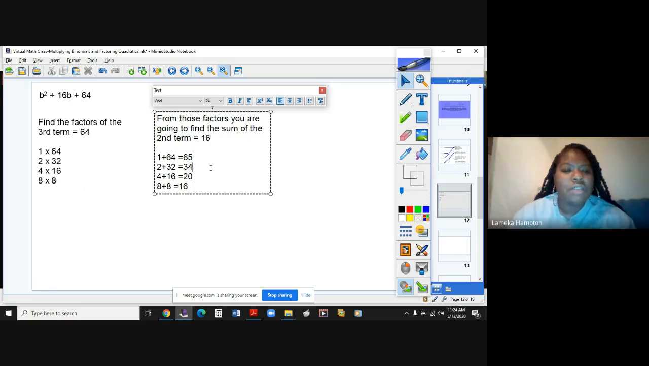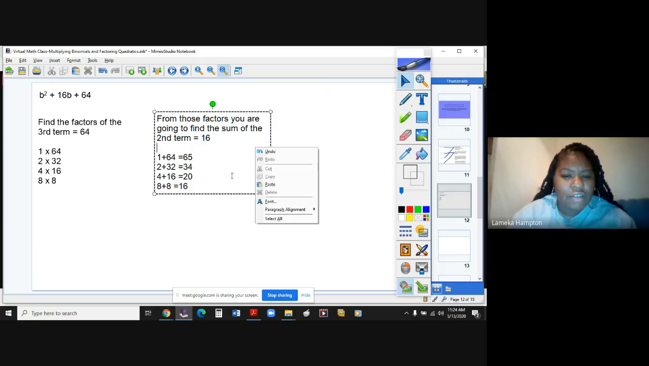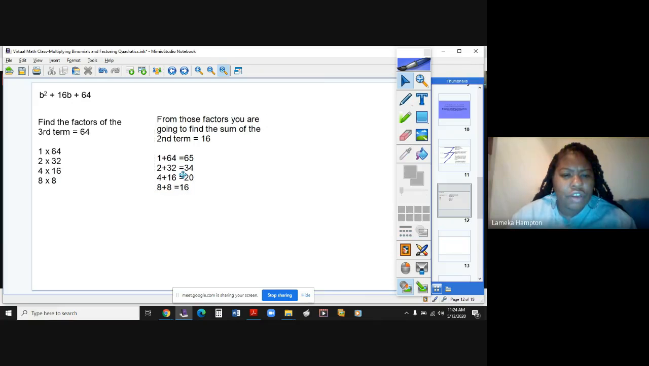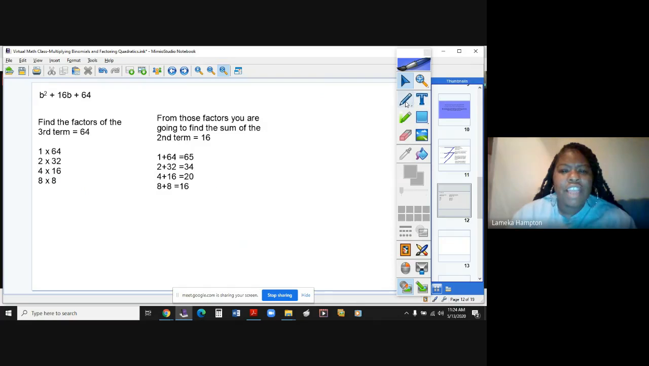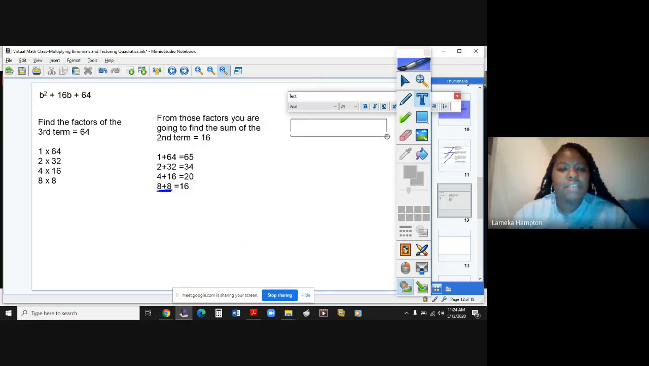So what this basically means is this. The numbers, and I'm going to go ahead and lock that so that it can stay in place. So what that means is I am going to be using 8. I'll just underline it. I'm going to be using these 2 numbers, 8 and 8, in my binomial. So that's what that means. And then my third step and my final step in all of this is going to be factor the first term.